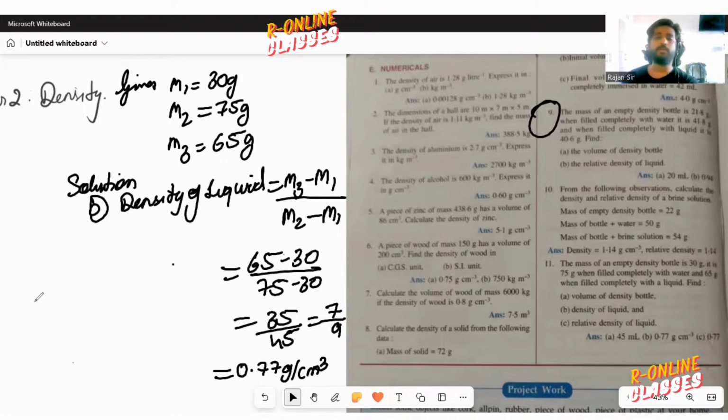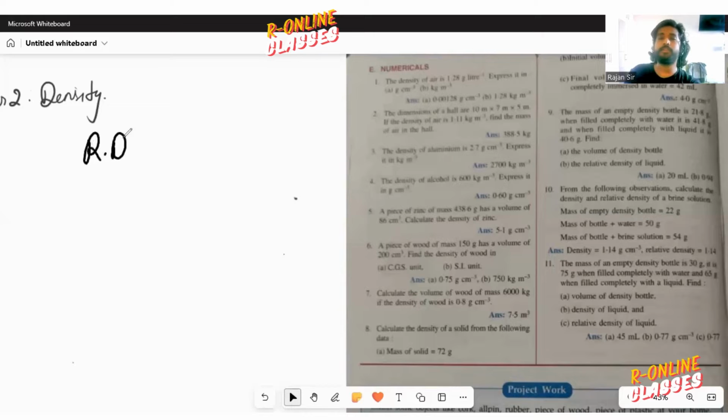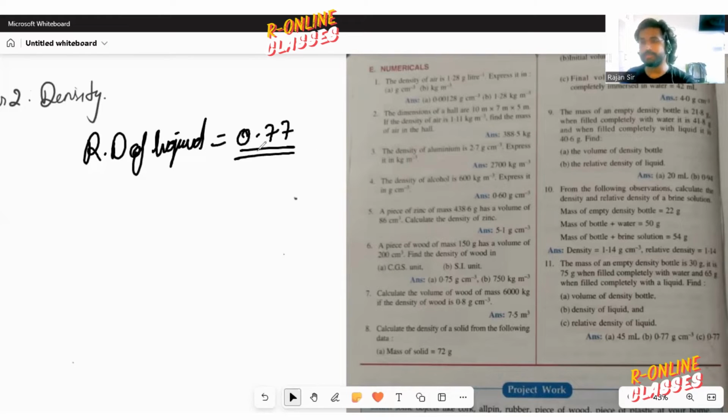All good? Now, if they ask you to find the RD, the relative density of liquid, it is the same number, 0.77 without a unit. Make sure you understand, without a unit. And that's it for the day.